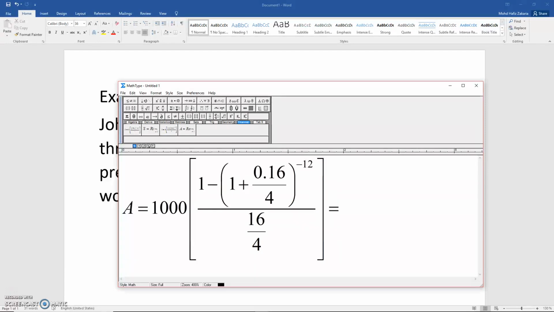So calculate it and you should get 9385.07. Basically, by considering the value of money, right, John actually won 9,385 ringgit 0.07 cent, not 12,000.